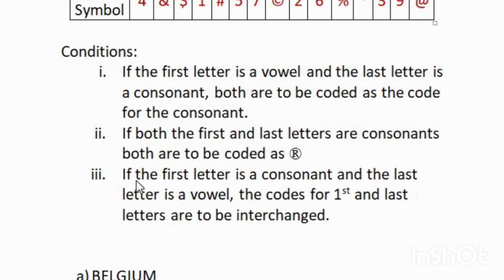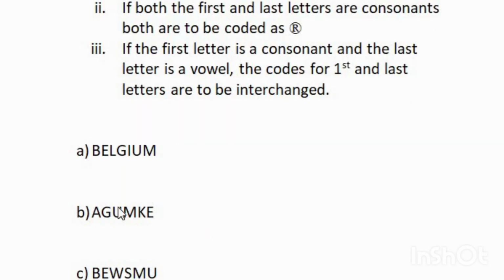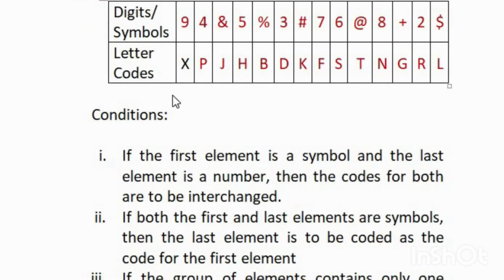And the third condition, if the first letter is a consonant and the last letter is a vowel, the codes for first and last letters are to be interchanged. And the questions are: first one, BELGIUM. Second one, AGUMKE. Third question, BEWSMU. Fourth one, KGAPUB. Fifth one, WHKPAC.